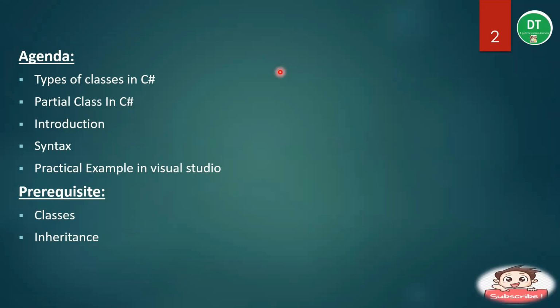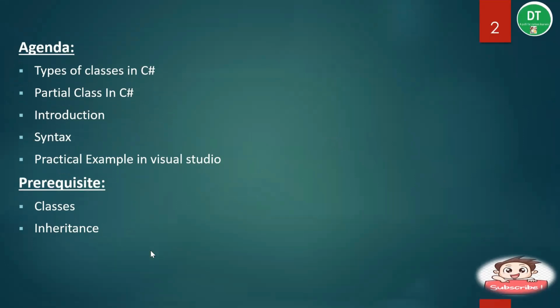So the agenda is we'll cover types of classes in C Sharp. In types of classes we will see partial class in C Sharp, its introduction, its syntax, and after that we'll cover a practical example in Visual Studio. Before going to partial class, you should be aware of classes and inheritance. So let's go to our topic.